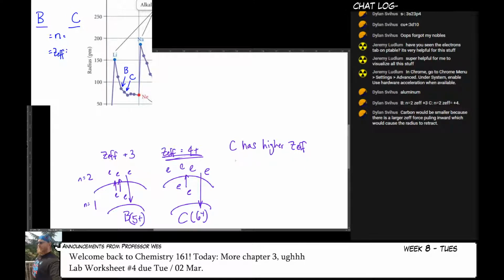And again, larger ZEffective means smaller radius, so carbon has a higher ZEffective compared to boron. Now, because they have the same N, the one with the higher ZEffective becomes the smaller atom. So we would say that carbon is smaller than boron.